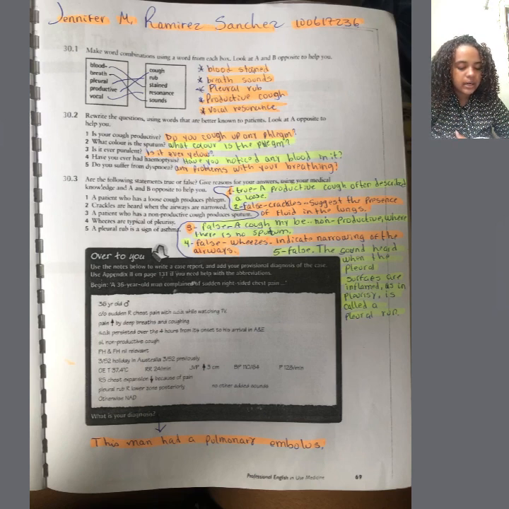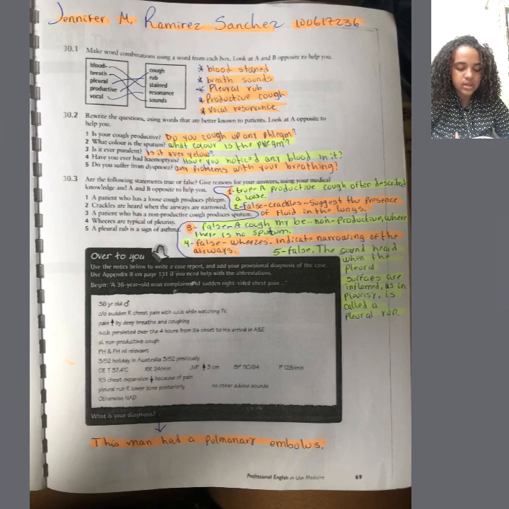Number 2, crackles are heard when the airways are narrowed. False. Crackles are heard in the presence of fluid in the lungs. Number 3, a patient has a non-productive cough and produces sputum. False. A cough may be non-productive where there is no sputum.